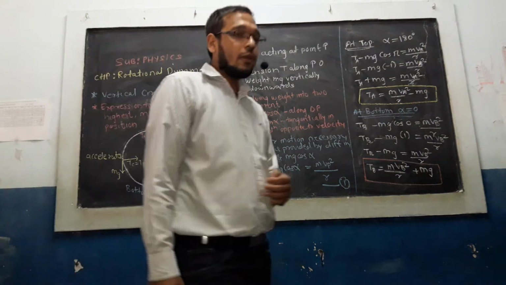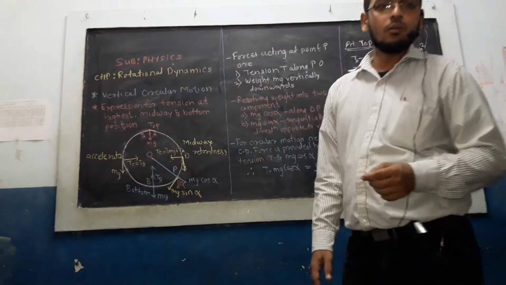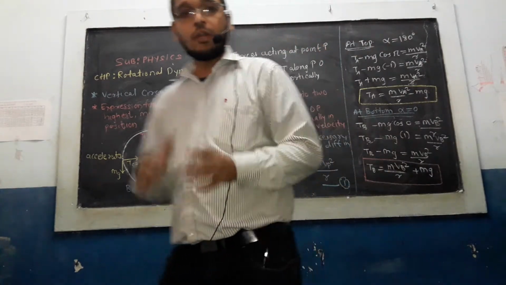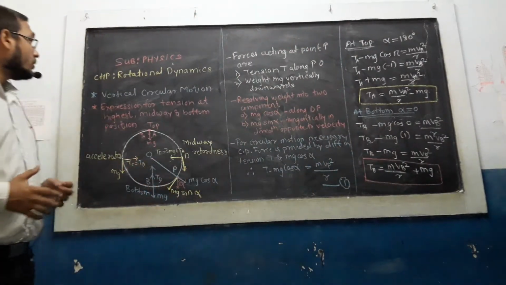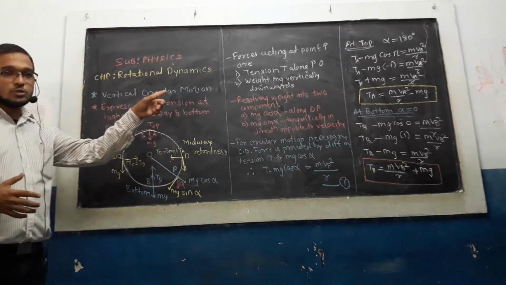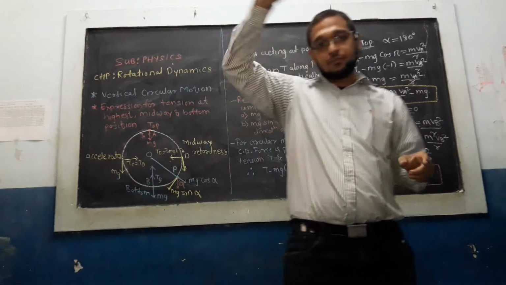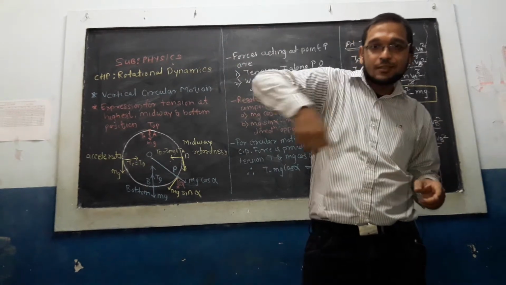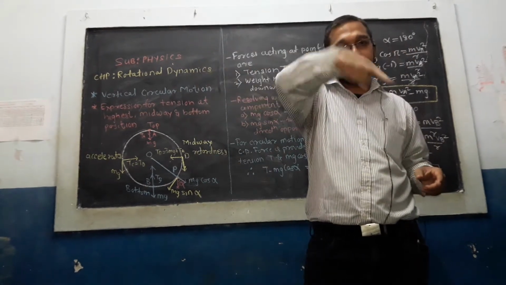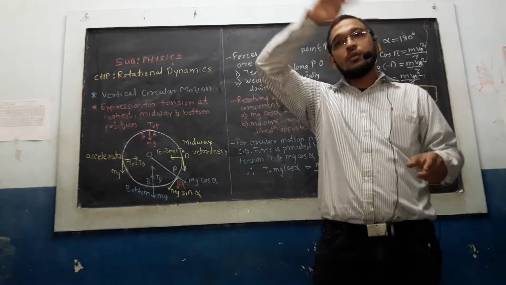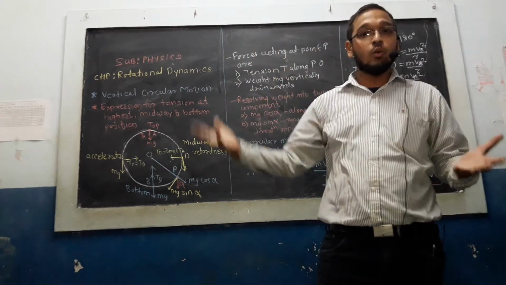So yesterday we discussed a conical pendulum. Today we are going to learn a new topic, that is vertical circular motion, circular motion which occurs in the vertical direction. Till now we were only discussing circular motion in the horizontal direction, in the horizontal plane. Now we are going to learn it in the vertical plane.